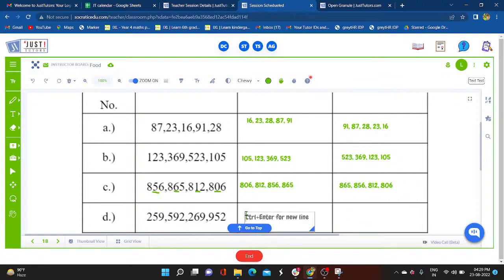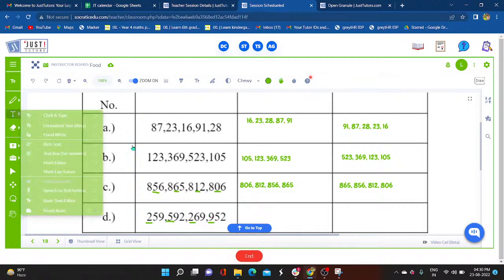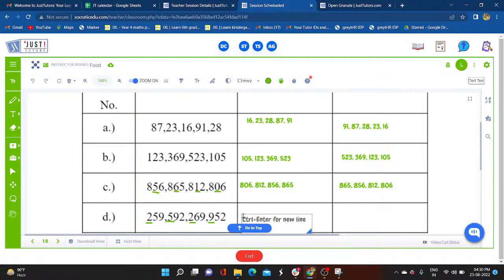Okay, now let's try the last question. Now here can you see we have 4 numbers, and 2 of them are starting from 2, 2 of them are starting from 5 and 9. So what we would do? We would start from the smallest number, and here can you see 2 of them are starting from 2.